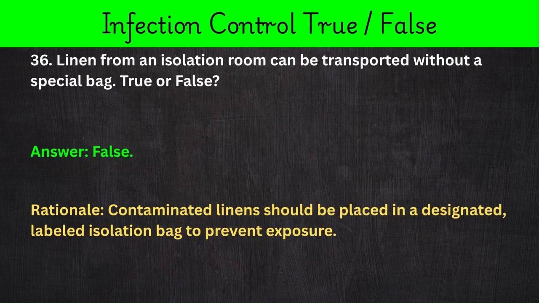36. Linen from an isolation room can be transported without a special bag. True or false? Answer: false. Rationale: contaminated linens should be placed in a designated, labeled isolation bag to prevent exposure.